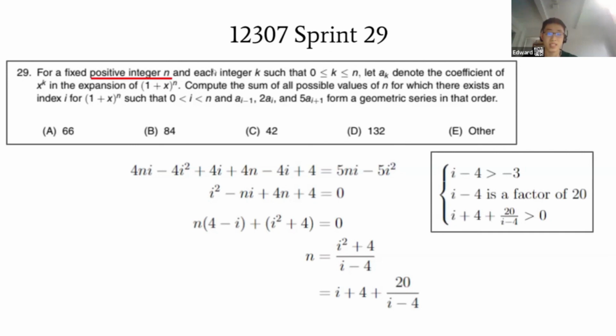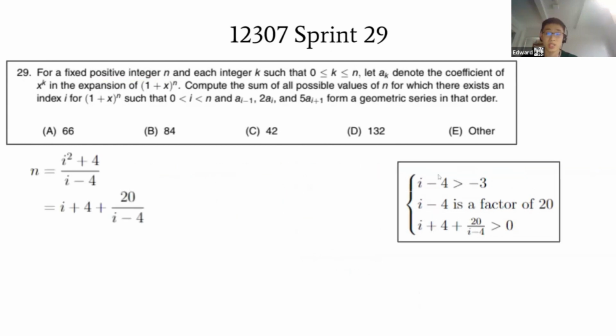I is also a positive integer, so that means I minus 4 is greater than minus 3. I minus 4 is a factor of 20, and I plus 4 plus 20 over (I minus 4), that quantity, which is n, is also a positive integer. So from here, we'll use these 3 pieces of information to find all possible values of n.